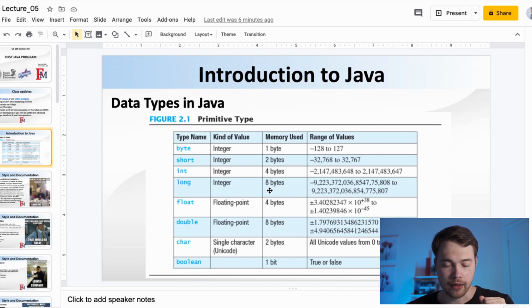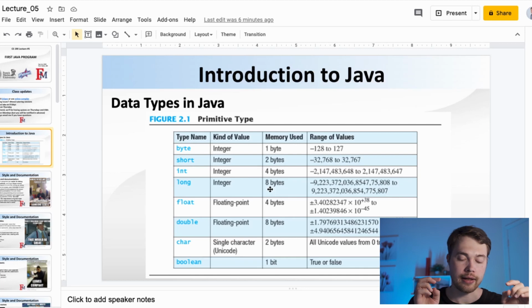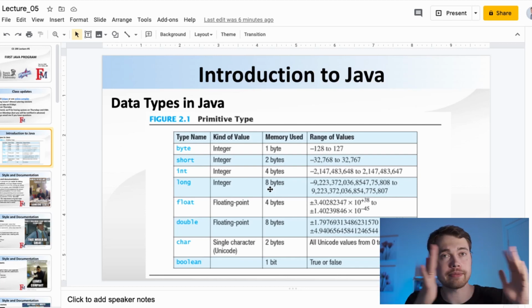8 bytes. By the way, a question for those of you who are very hungry and want to achieve a lot and be ahead of the game. If I have 4 bytes, and within 4 bytes I can hold 4 billion values, if I double from 4 bytes to 8 bytes, does that mean that my range also doubles? Yes or no?